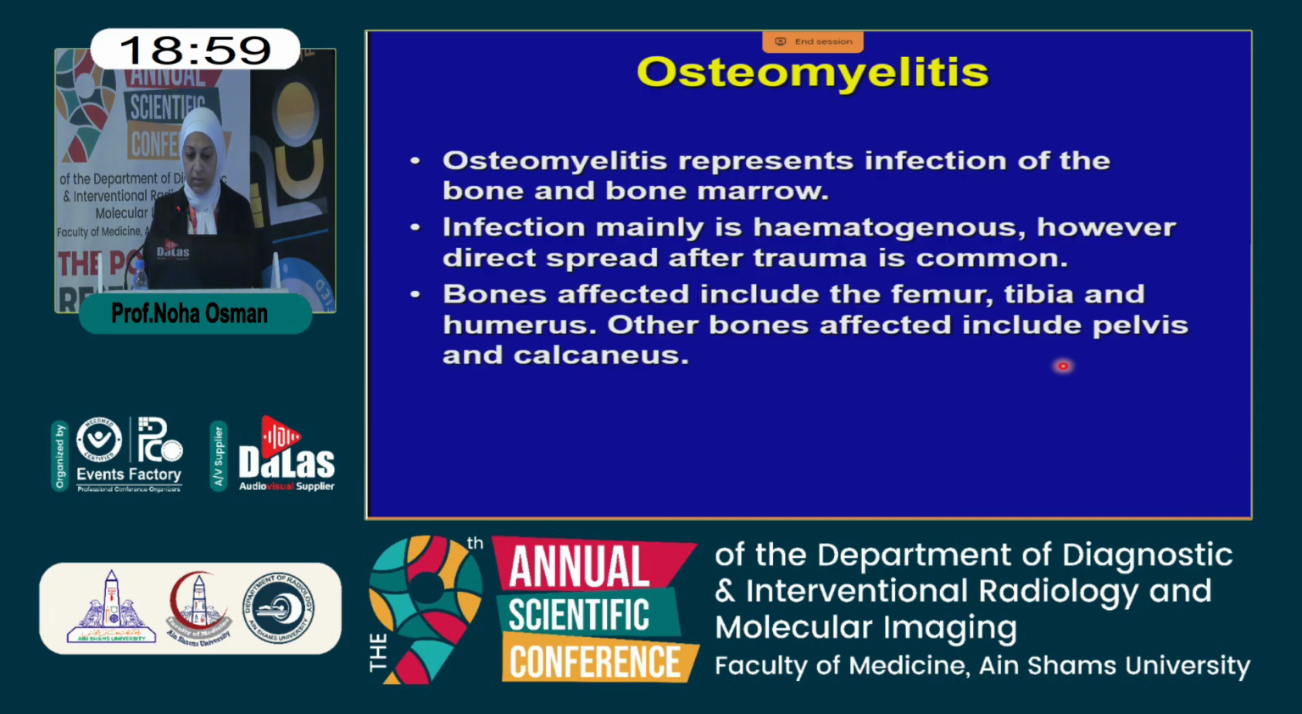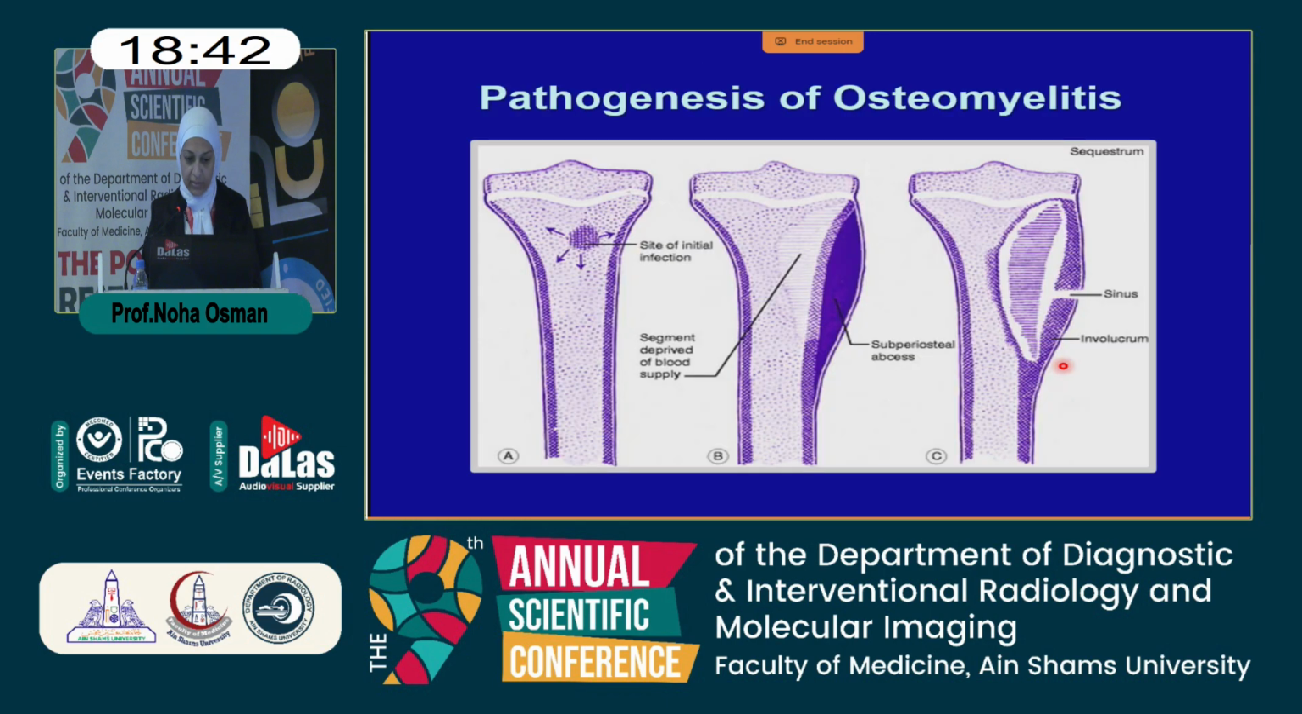Regarding osteomyelitis, it represents the infection of the bone and the bone marrow. The infection is mainly hematogenous, however, direct spread after trauma is common. The bones affected include the long bones, the femur, tibia, and humerus, and other bones like the bones of the pelvis and calcaneus are commonly affected.